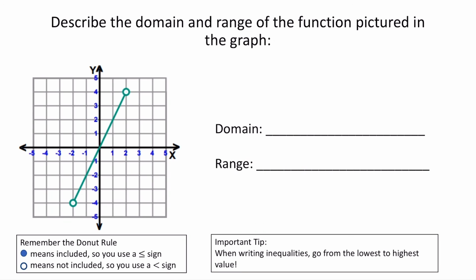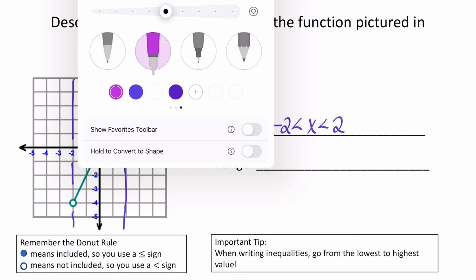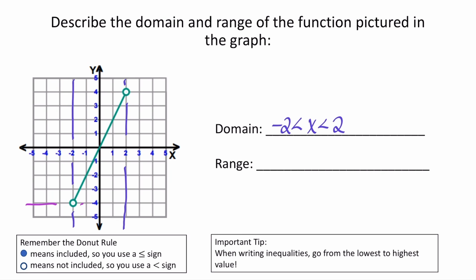Now about this graph. If I think about my domain, here's my left boundary, here's my right boundary. So my domain will go from negative 2 to 2. I put x in the middle. I have open circles at both ends, so I'm going to write less than signs. The range is going to go from negative 4 to 4. So I write negative 4, put a y in the middle, and then write 4 at the other end. I have open circles at both ends, so I write less than signs.